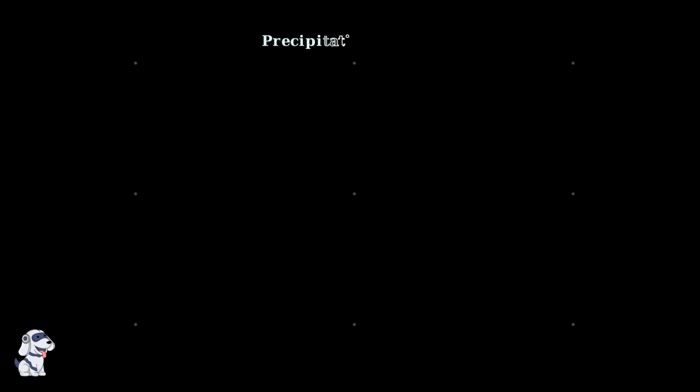Common minerals that precipitate include calcium carbonate, calcium phosphate, and silica compounds. The mineral precipitation process occurs in stages. First, stress creates microscopic damage to cell walls. Then, dissolved minerals in the surrounding water begin to accumulate at these sites, gradually building up mineral deposits.